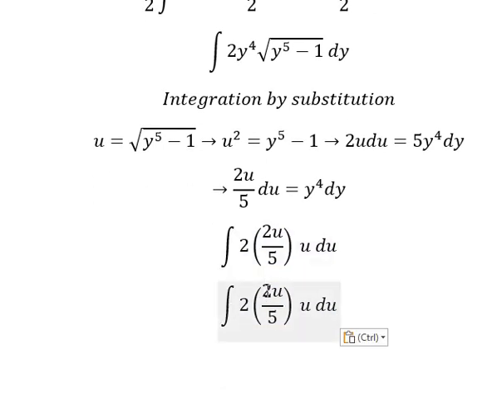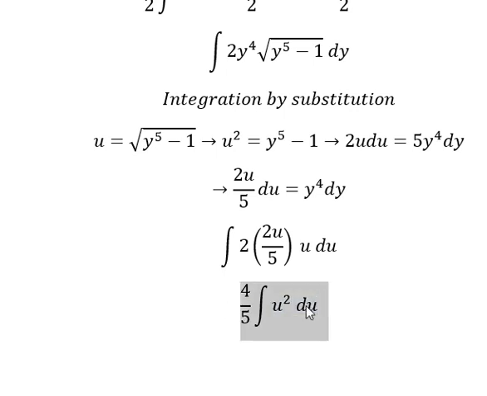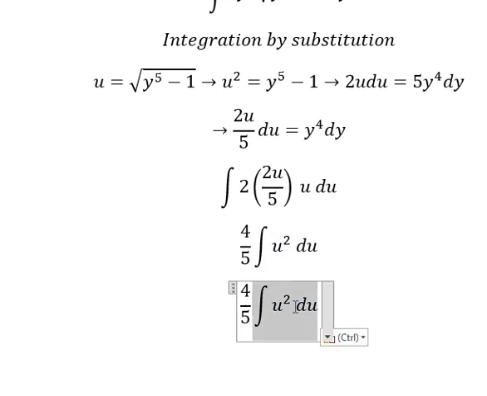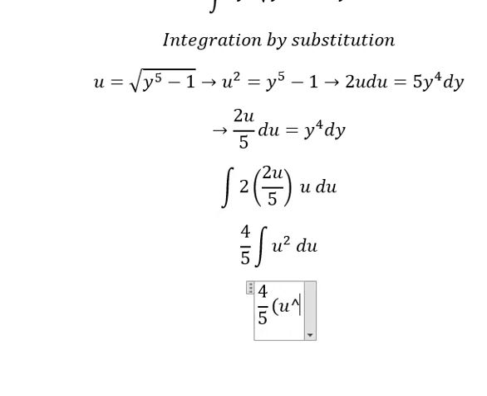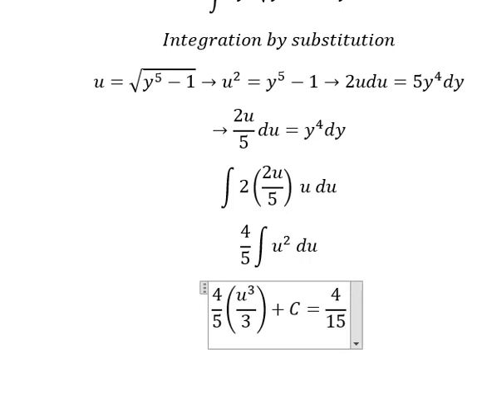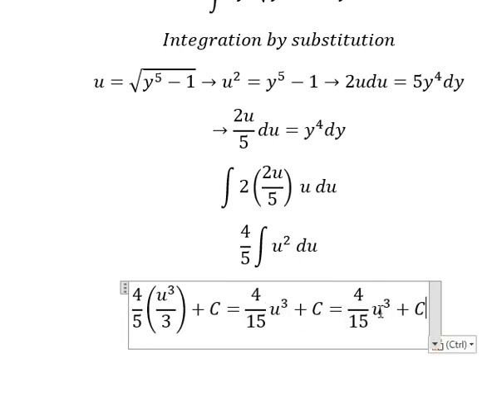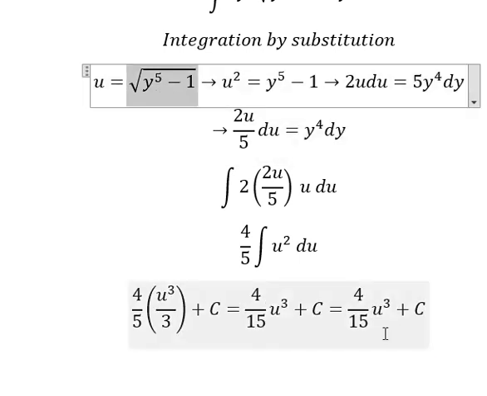So 2 multiplied by 2 over 5, we have 4 over 5. u and u, we have u squared. The integration of this one, we have u to the power of 3 over 3, and I will put c here. So 4 over 5 multiplied by 1 over 3, we have 4 over 15, u to the power of 3 plus c. In terms of u, that is this one.